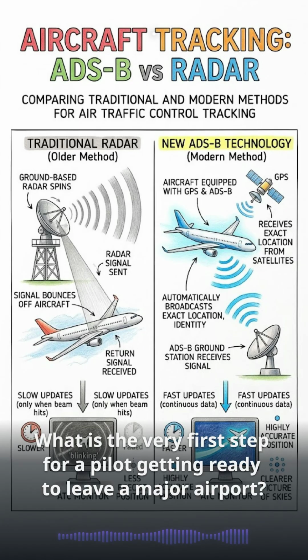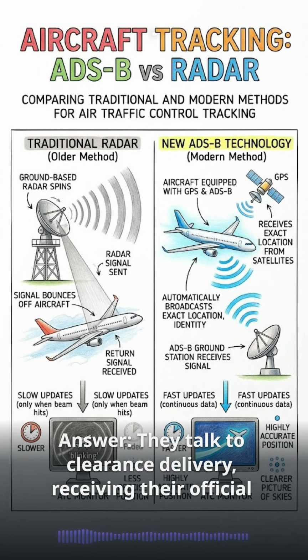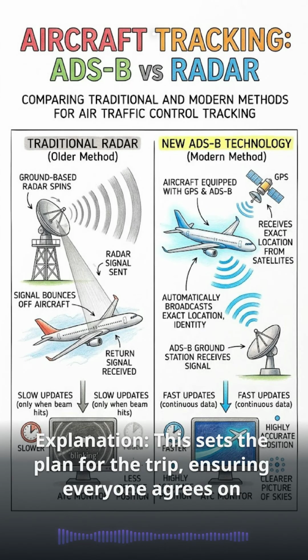15. What is the very first step for a pilot getting ready to leave a major airport? They talk to clearance delivery, receiving their official approved flight route for the upcoming long journey. This sets the plan for the trip, ensuring everyone agrees on where the plane safely goes.